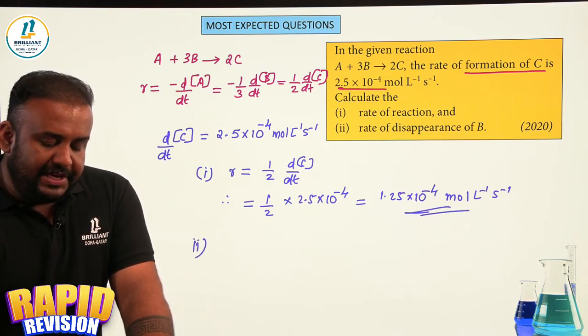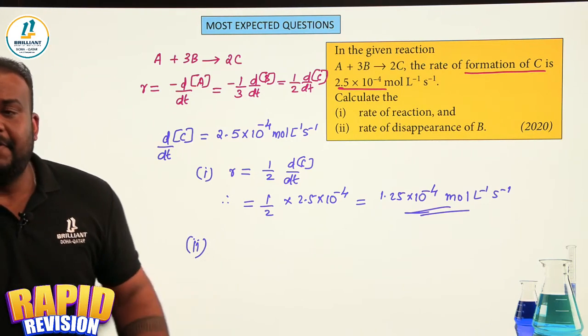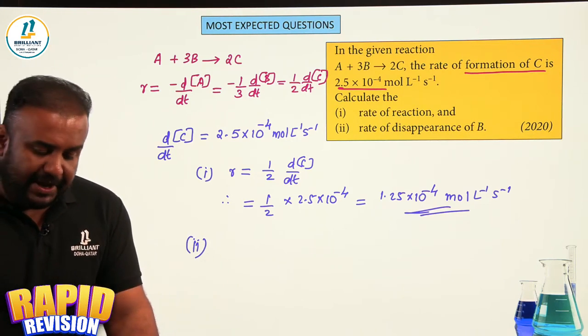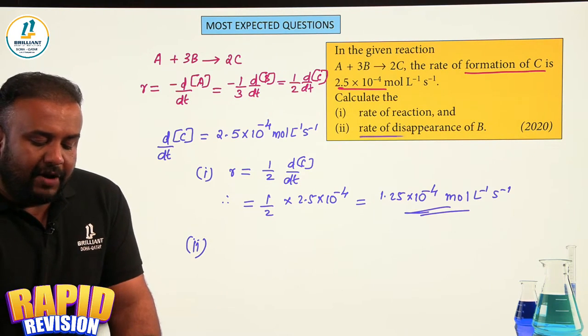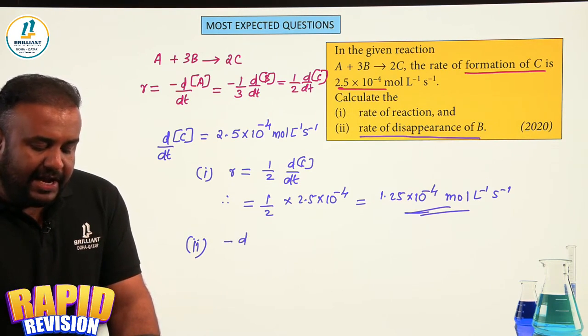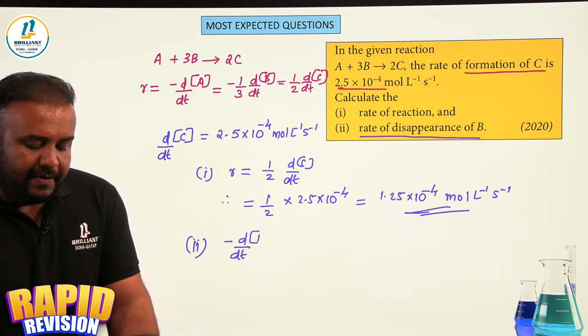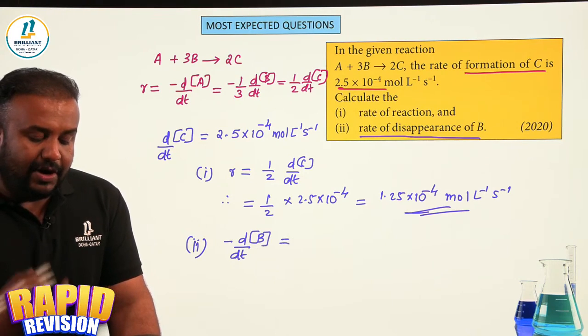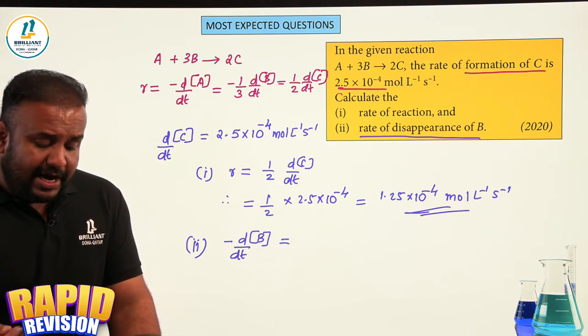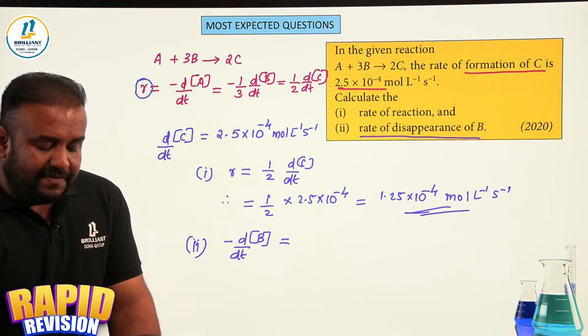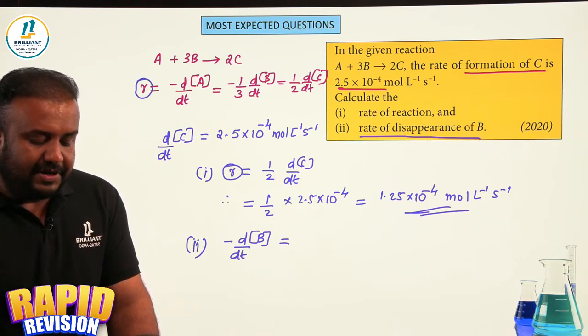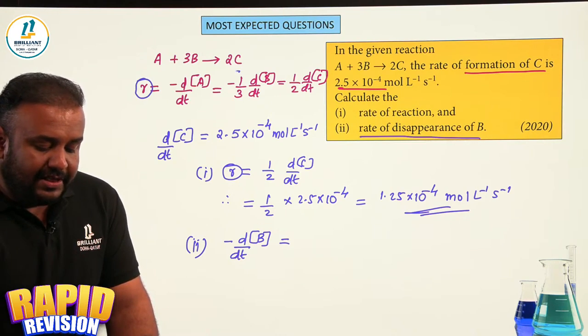Now, the second part of the question is, what is the rate of disappearance of B? What are they asking here? Minus d by dt of B is equal to how much? I can relate it with rate itself. I just found out the rate in the previous question, right? So I can relate it. This whole thing is equal to rate, correct?